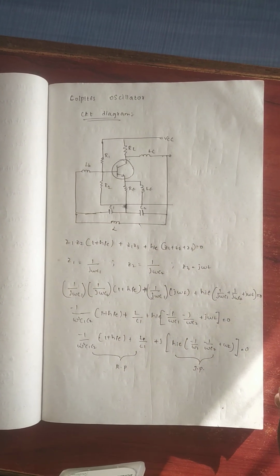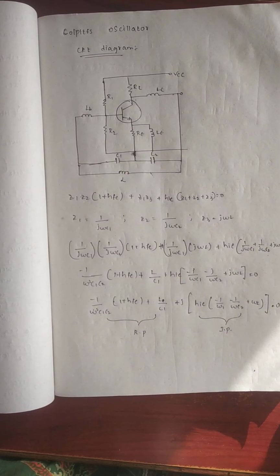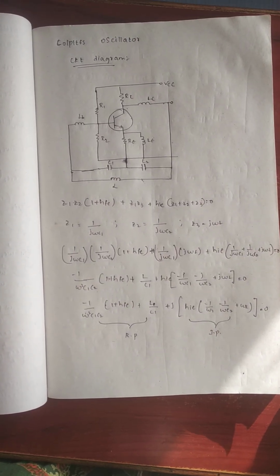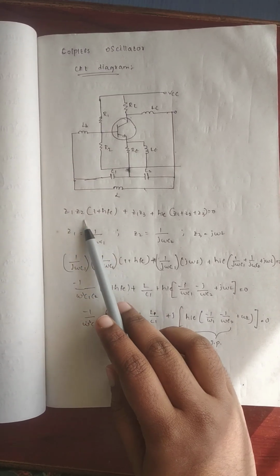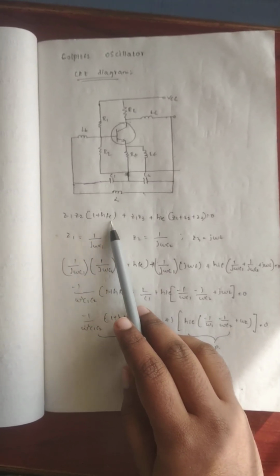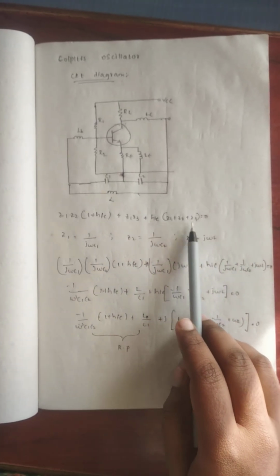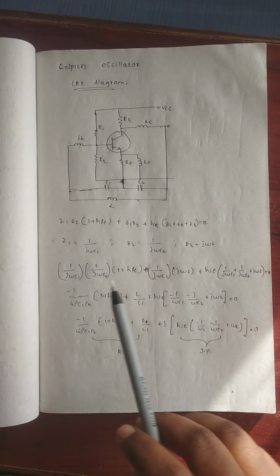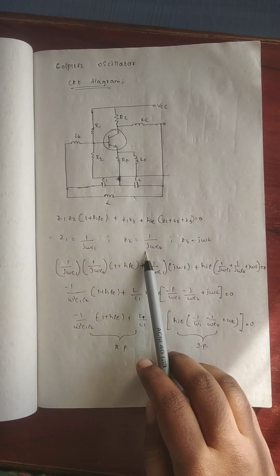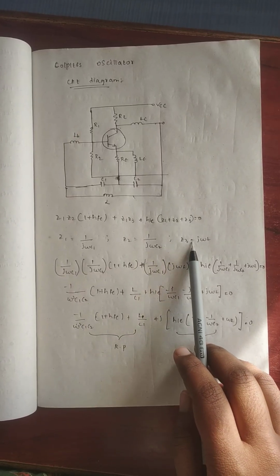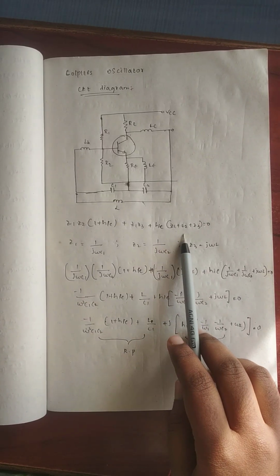Now we have to derive the equations of omega and HFE. For that we have to write this equation: Z1 into Z2 into (1 plus HFE) plus Z1 Z3 plus HIE into (Z1 plus Z2 plus Z3) is equal to 0. We know that Z1 is equal to 1 by j omega C1, Z2 is equal to 1 by j omega C2, and Z3 is equal to j omega L. We substitute Z1, Z2, Z3 in the above equation.